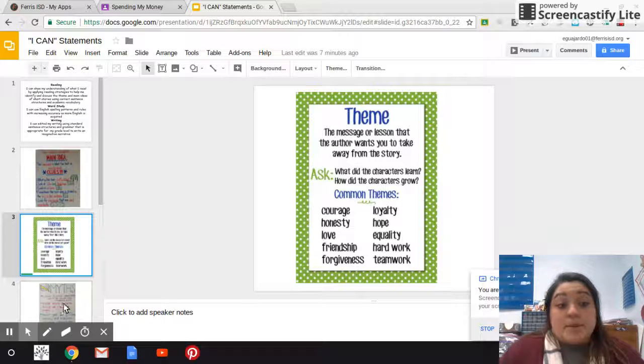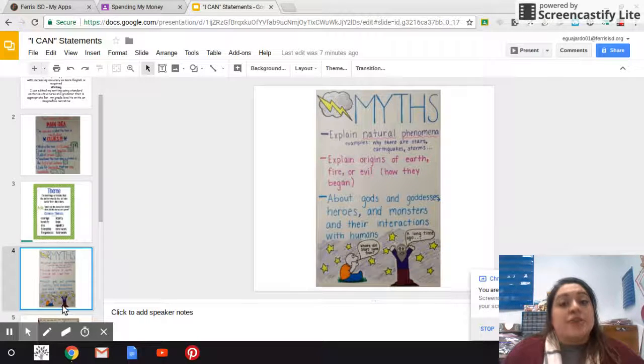So that's theme. Myths, we're touching on that. Myths explain natural phenomena. Examples are why there are stars, earthquakes, and storms. That's making your brain think about your thinking. That's called metacognition, which is thinking about your thinking while you're reading. Your brain is always doing that when you're reading. You just never realize it, so now I'm trying to point that out to you.